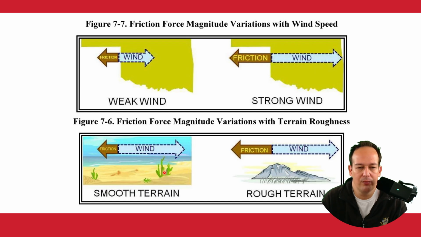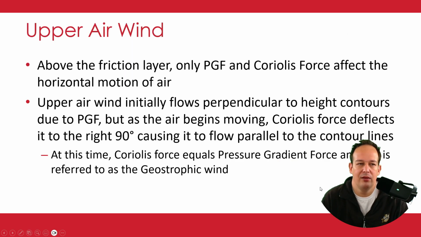So if you're over a smooth terrain like a beach or water, you can have a strong wind with relatively low friction. But over rough terrain, like over a mountain, you have strong wind, but you're also going to have a lot of friction because that terrain causes more friction.